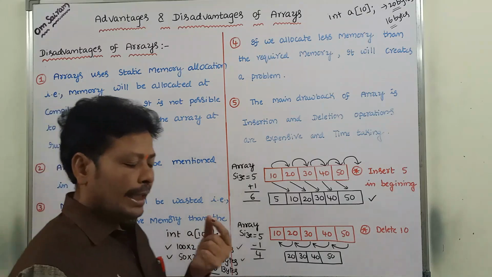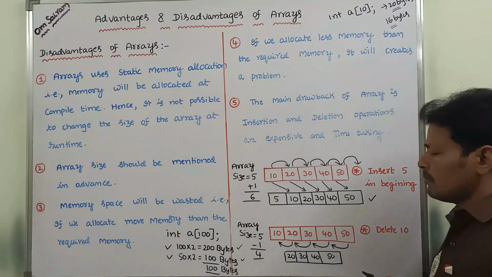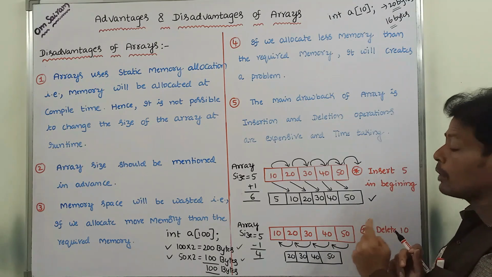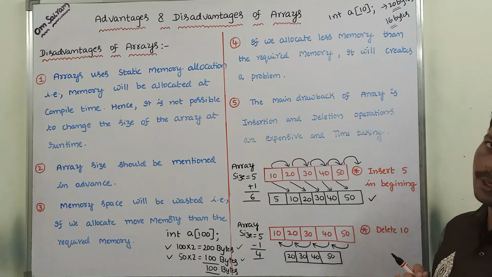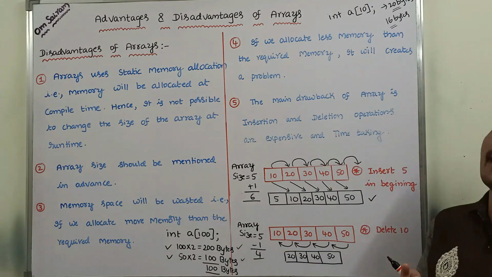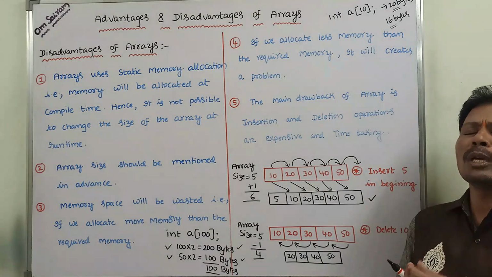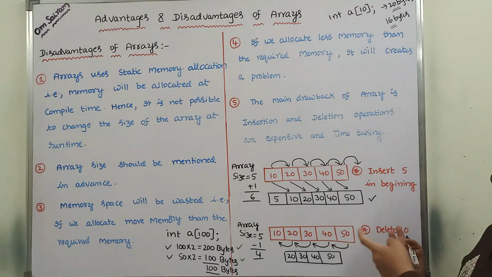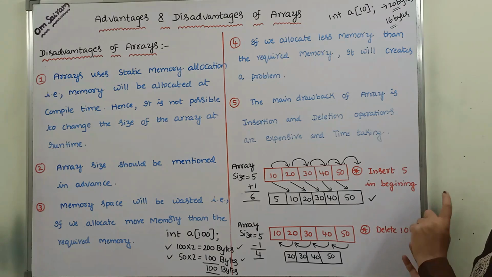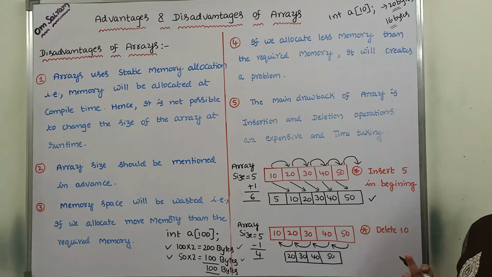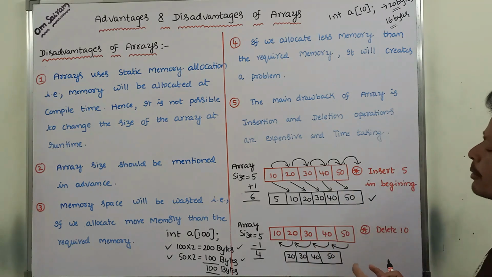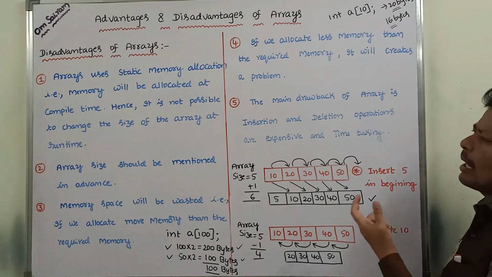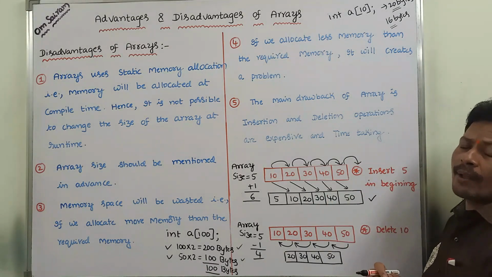Okay. So for deleting element 10, we are shifting each and every element in the array by one position towards left. Okay, suppose the array size is 500. We want to delete the first element in the array. The remaining 499 elements are shifted towards left by one position. So it is more expensive and it is more time taking. Okay, so these are the main disadvantages of arrays.